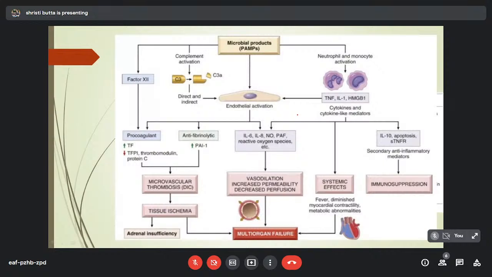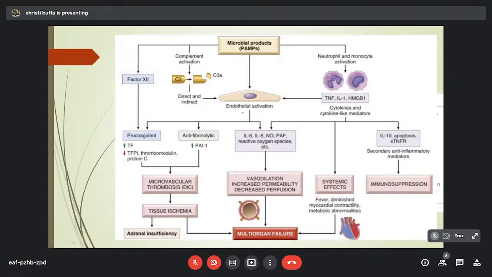Now, Robbins and Cotran, we are very, very indebted to them, right? Because they define that microbial products, that is pathogen-associated molecular patterns, can stimulate the neutrophils and monocytes, and that results in activation of them, releasing cytokines and cytokine-like mediators like TNF and the interleukins. And subsequently, what happens is that interleukin-1 is very important. It results in fever. In addition, the systemic effects like myocardial contractility, which is diminished, and metabolic abnormalities can all result in a multi-organ failure.